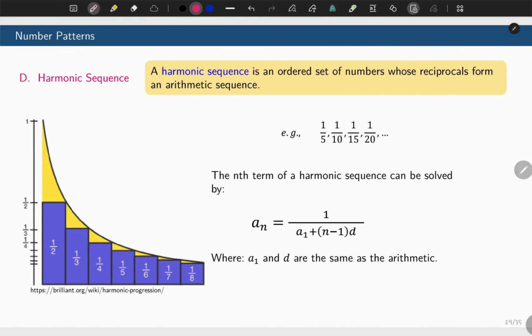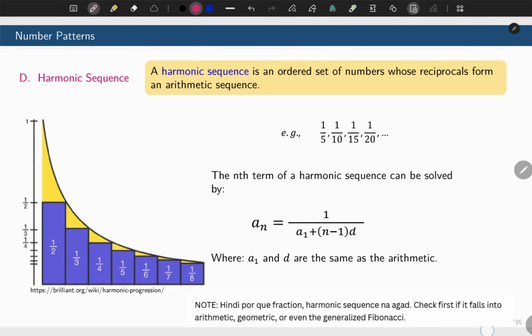Next series that we have is the harmonic sequence. A harmonic sequence is an ordered set of numbers whose reciprocals form an arithmetic sequence. So take a look on this one, 1 over 5, 1 over 10, 1 over 15, 1 over 20. The reciprocal of this, 5, 10, 15, 20, and so on. So the reciprocals of each element of this harmonic sequence indeed form an arithmetic sequence.